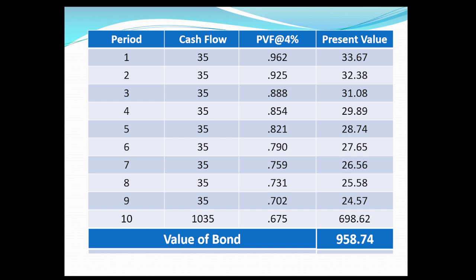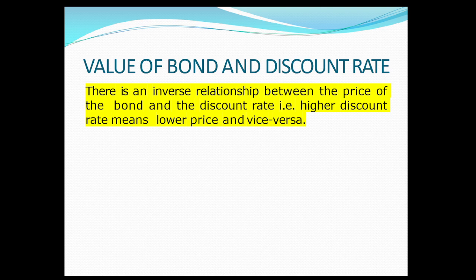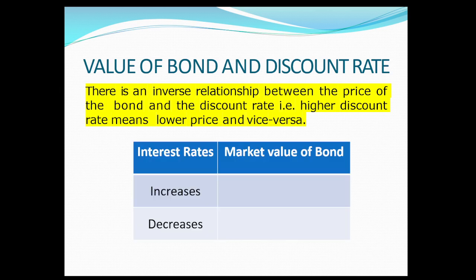Fine. Let's proceed further. Regarding the value of the bond and the discount rate, there is an inverse relationship between the price of the bond and the discount rate. A higher discount rate means a lower price and vice versa. It means if the interest rates in the market increase, the market value of the bond will go down. And if the interest rate decreases, the market value of the bond will increase. This relationship is very important to understand the total concept of this topic.